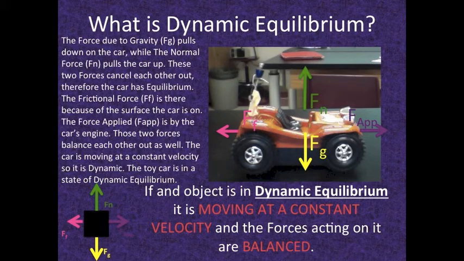What is dynamic equilibrium? If an object is in dynamic equilibrium, it is moving at a constant velocity and the forces acting on it are balanced. As you can see in the force diagram to the bottom left of the screen, all of the forces acting upon the toy car are balanced. Therefore, it is in equilibrium. As you could see in the previous video, the car is moving at a constant velocity. That's dynamic, so therefore the car is in a state of dynamic equilibrium.